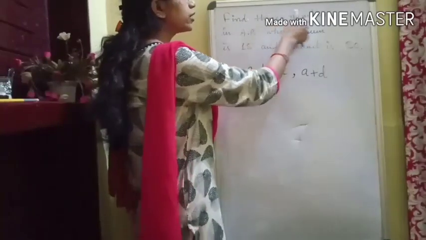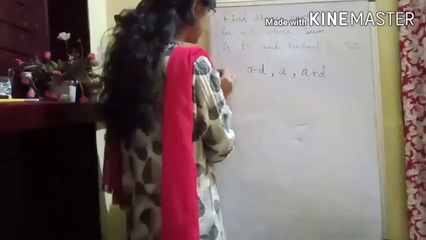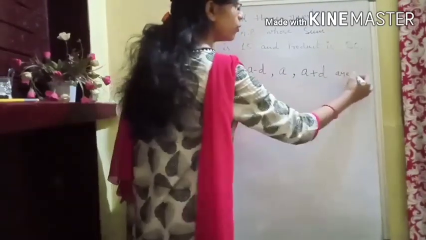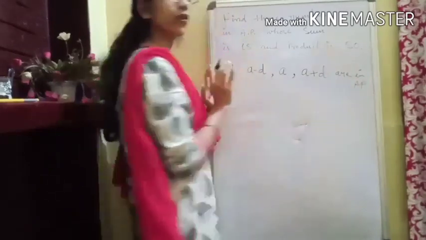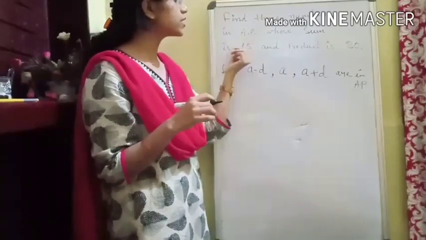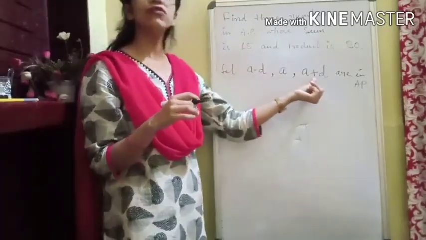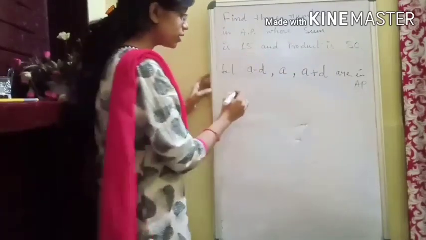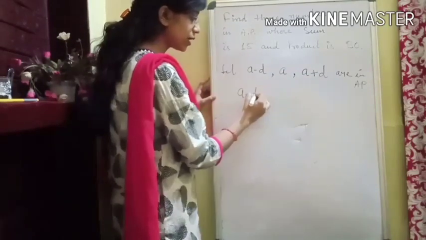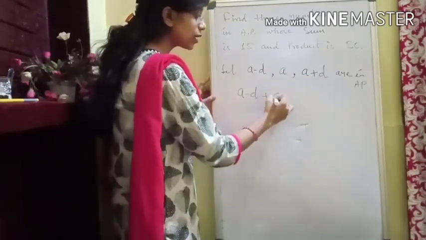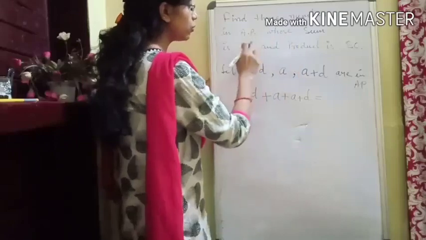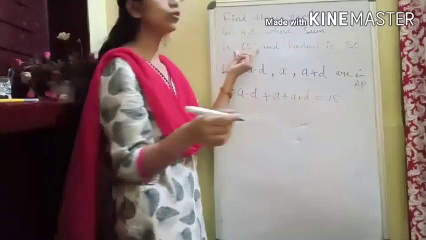So they are asking you to take three numbers. We have taken three numbers, and let these three numbers be in AP. Now let us see the next part of the question. Whose sum is 15? That means the sum of these three numbers which we have taken is 15. Sum means the first number plus the second number plus the third number. So the first number is a minus d, plus the second number a, plus the third number a plus d, and their sum equals 15. It is according to the first condition given.